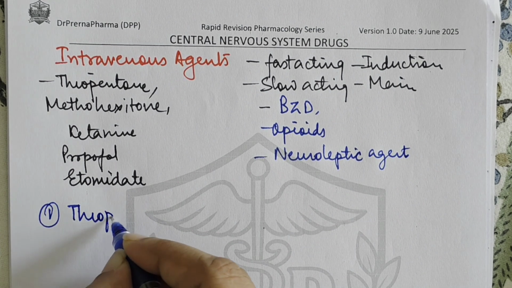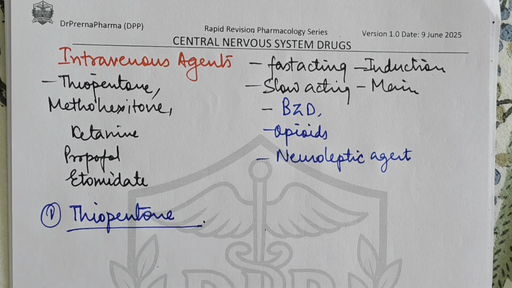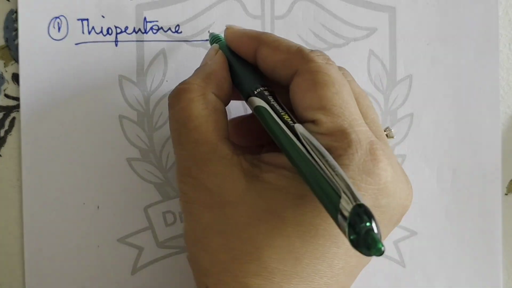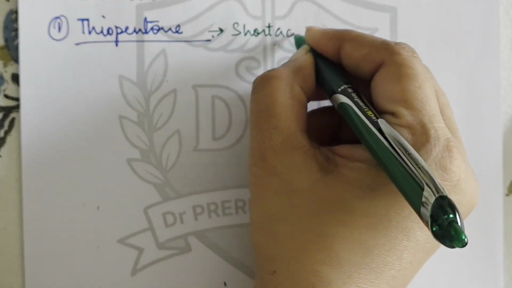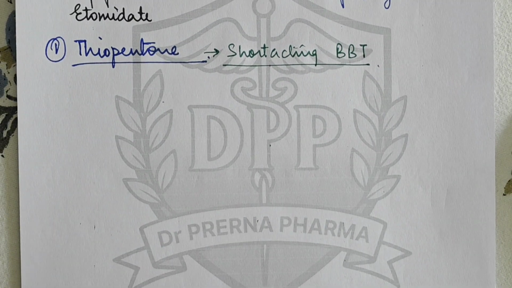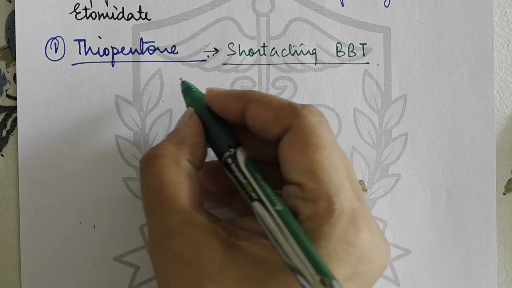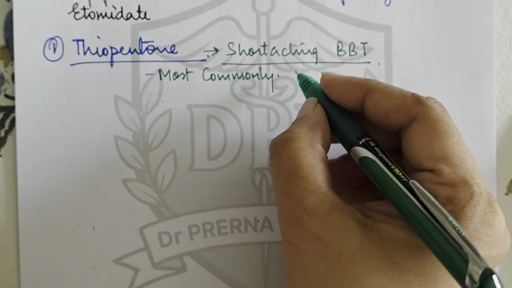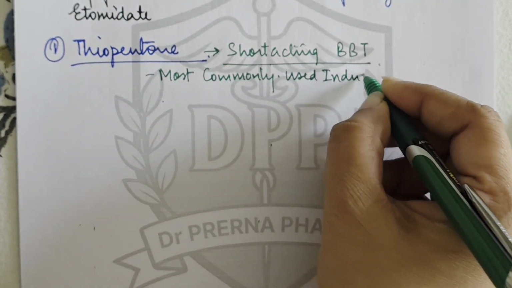Let's take thiopentone first. So thiopentone is a short acting barbiturate. There are only two barbiturates which are used. One is thiopental as an anesthetic and one is phenobarbital as an antiepileptic. It is the most commonly used inducing agent, right?